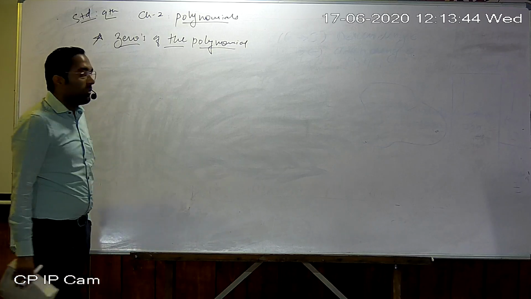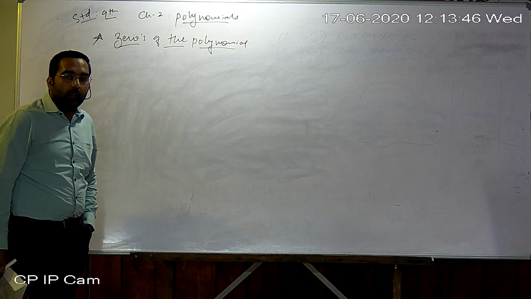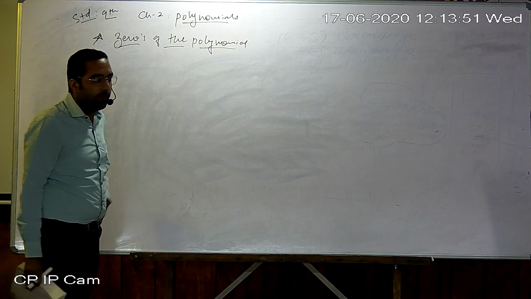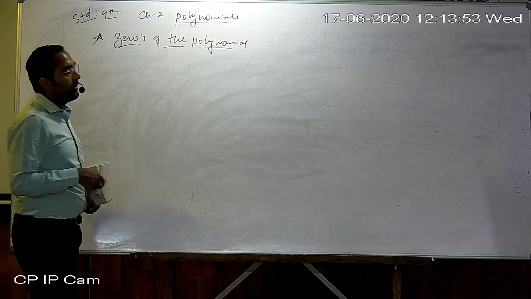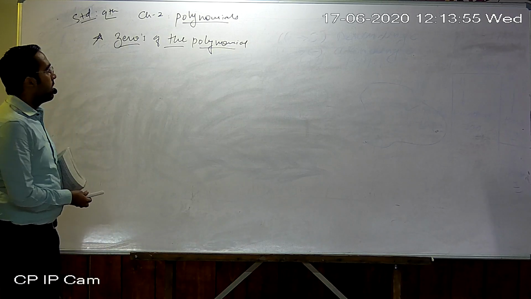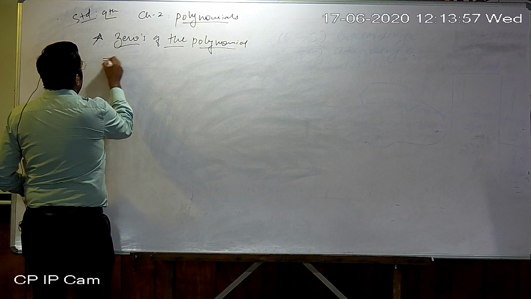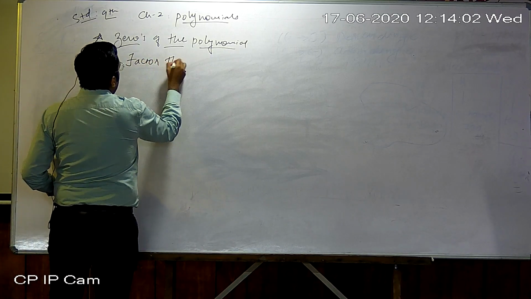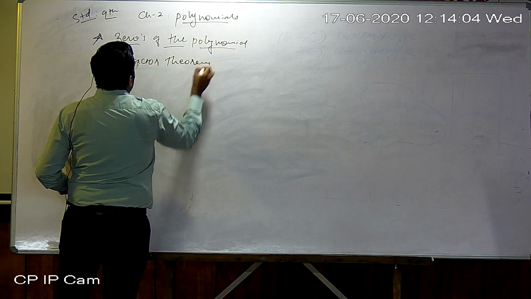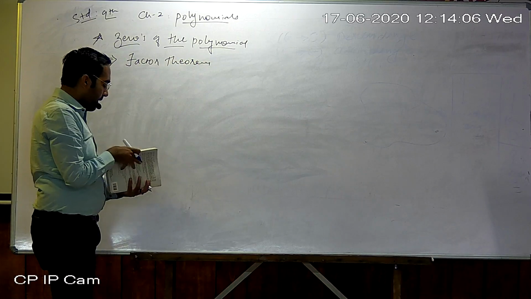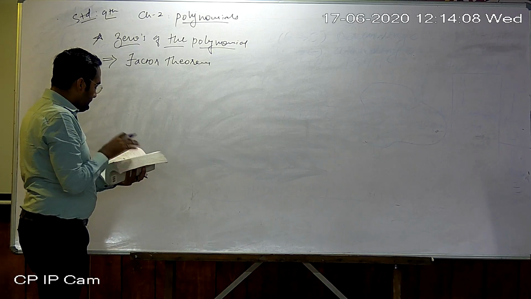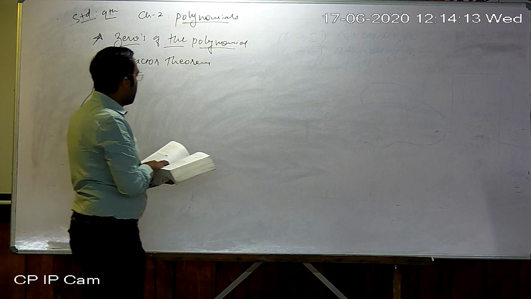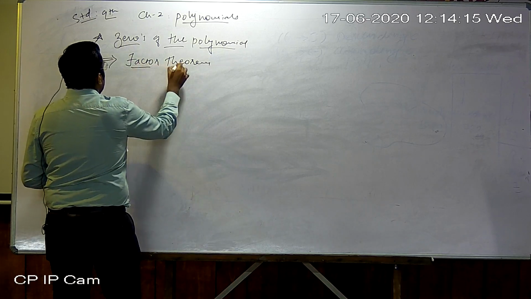As per the previous lecture, we saw how to find the remainder using the remainder theorem. Now today we are learning about the factor theorem. What is the factor theorem? First of all, what is the factor theorem?